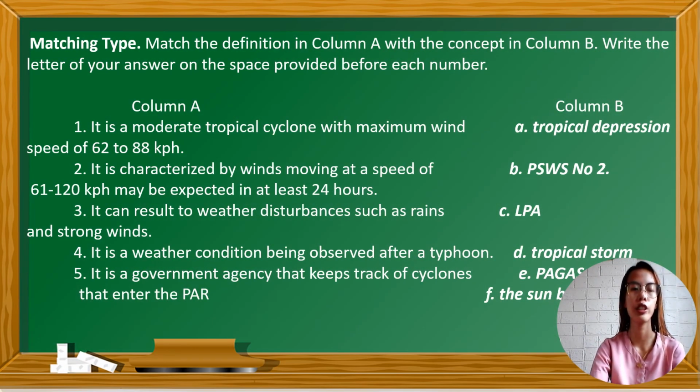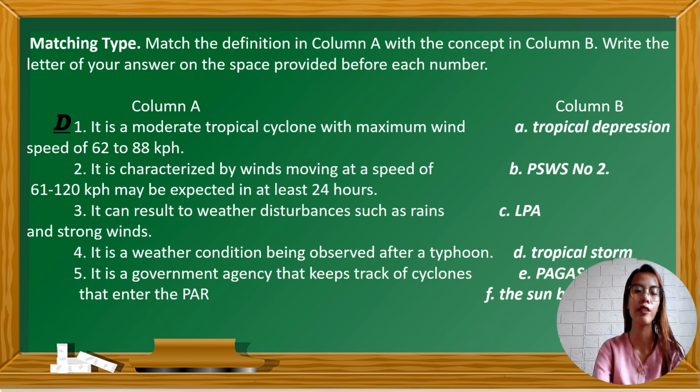Match the definition in column A with the concept in column B. Write the letter of your answer on the space provided before each number. I will give you 1 minute to answer this. So, are you through? Okay, let's answer. Number one, it is a moderate tropical cyclone with maximum wind speed of 62 to 88 kilometers per hour. So, the answer is letter D, that is a tropical storm.